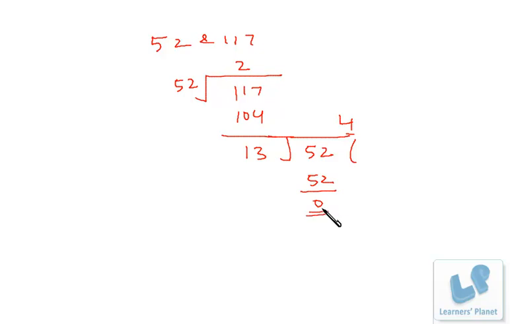So now I got the remainder as 0. That means the HCF of 13 and 52 is 13. So the HCF of 52 and 117 will be 13, right? Okay, because we got 0 in the second step. Okay, so is it clear to you?